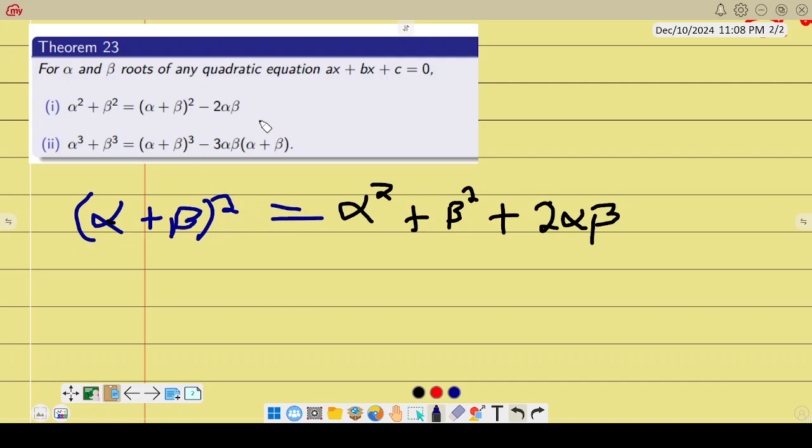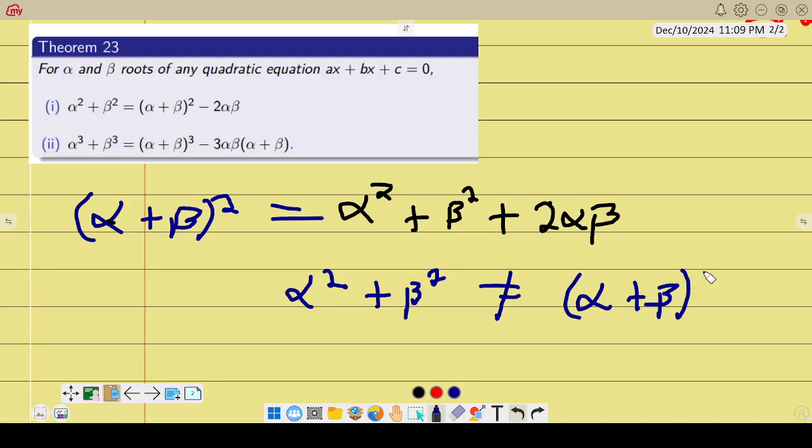So here we get to deal with things like what is alpha squared plus beta squared. From now on, you should always know that this is not equal to alpha plus beta squared like this. These are not the same. Even when we have alpha power 3, beta power 3, it's not the same when you write alpha plus beta in brackets and then there's a power 3 outside. It's not the same.